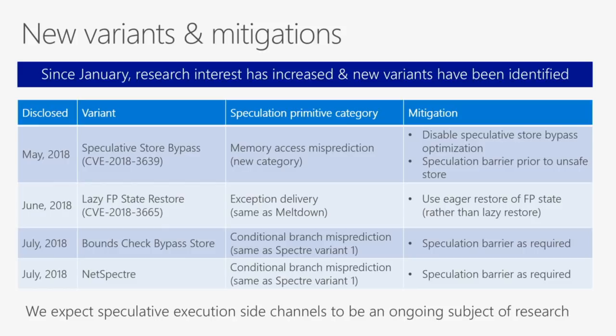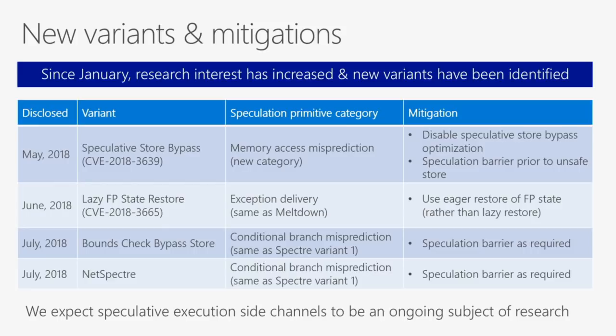Second variant is lazy floating point state restore. This was an optimization made by the operating system when context switching between processes: the floating point registers would not be copied. They would simply be marked as inaccessible. And then the first time they were made use of, this would trigger an exception where the kernel would restore them. To mitigate this, we just disable this optimization and the floating point registers are always copied.